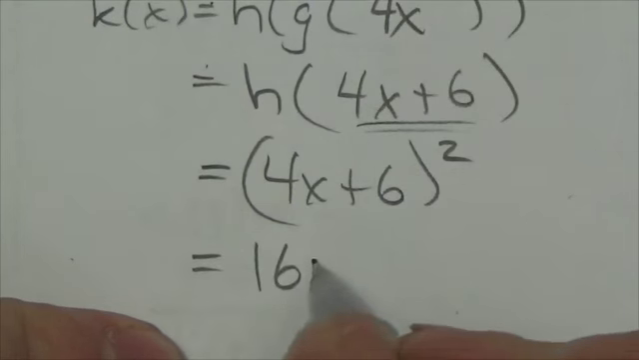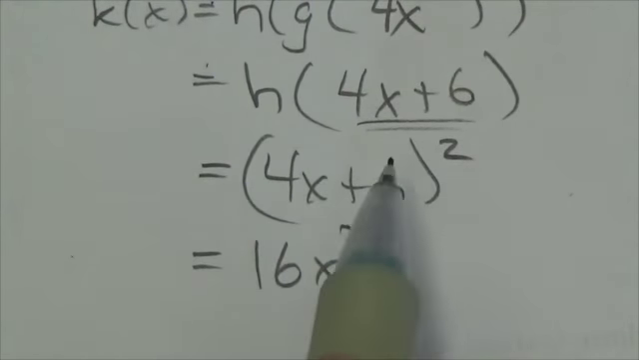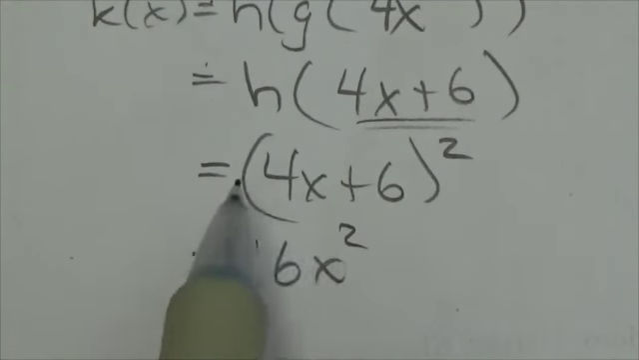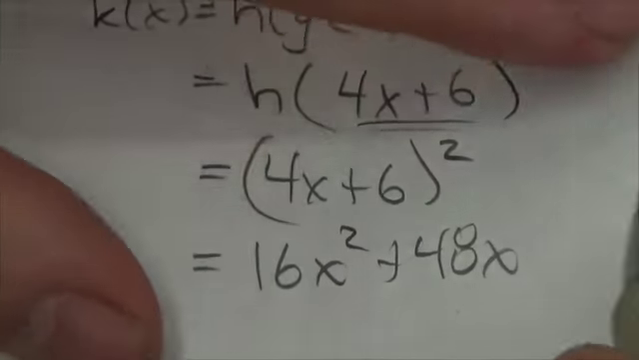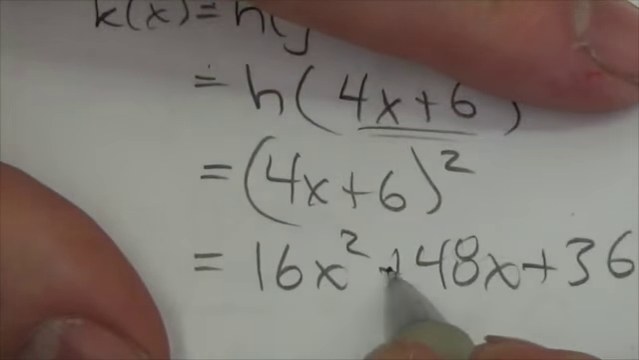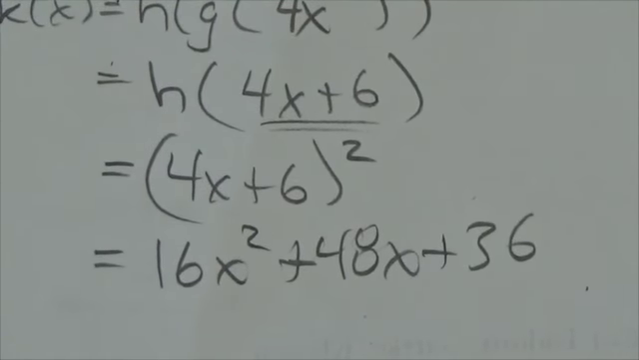However, I suspect they're going to want us to actually square that. So 4x plus 6 squared is going to be 16x squared plus 48x plus 36. Whoops, and that's the expression that I think they're looking for here.